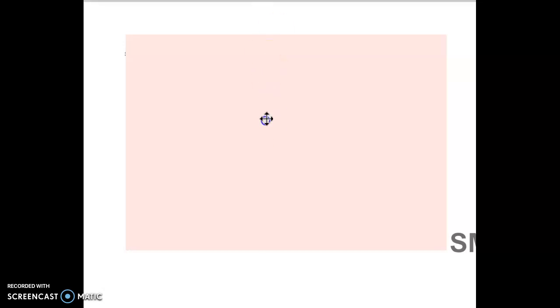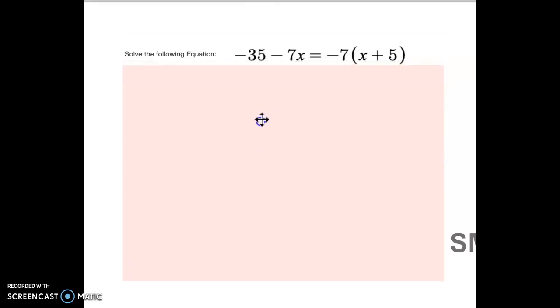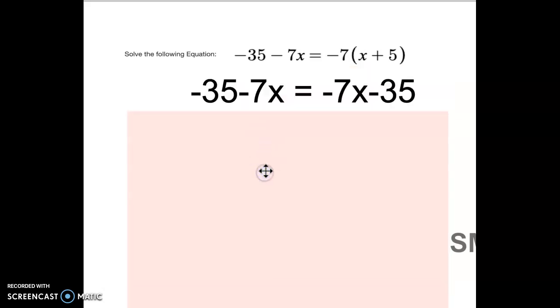All right, this question says, solve the following equation. Negative 35 minus 7x equals negative 7 times the quantity x plus 5. So on the right-hand side, we need to use the distributive property. We have to take that negative 7 and multiply it by both terms inside the parentheses. So when we do that, we get negative 35 minus 7x equals negative 7x minus 35.